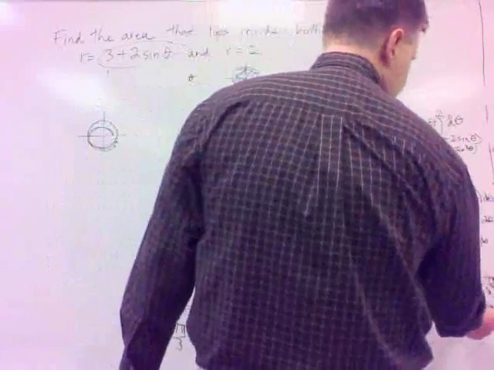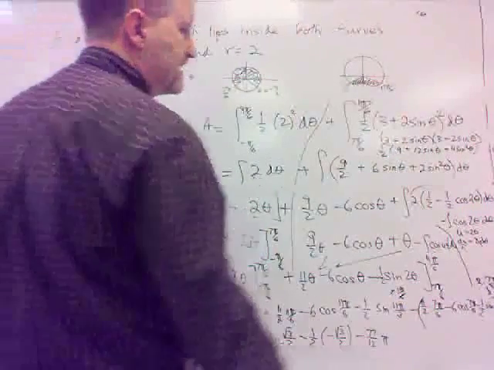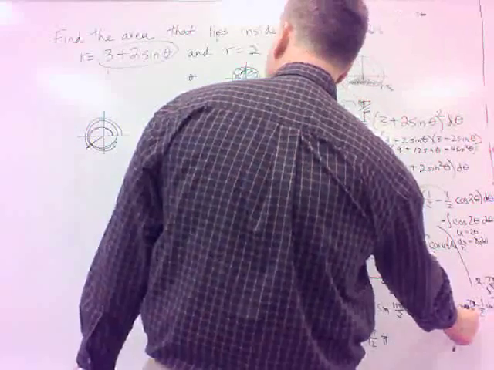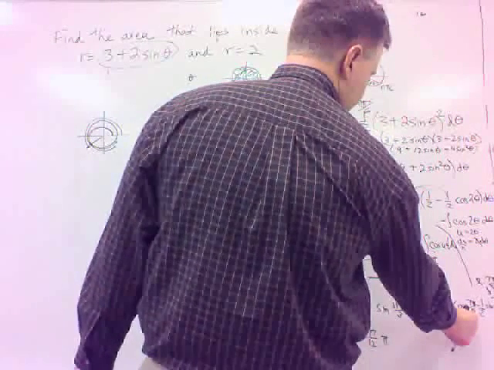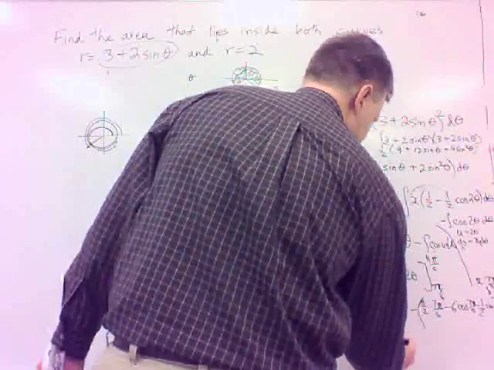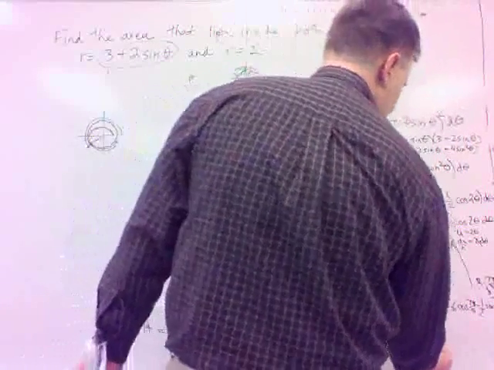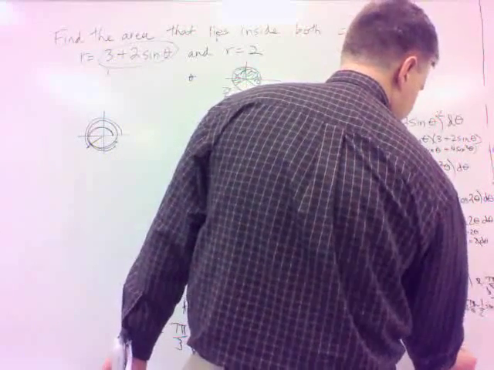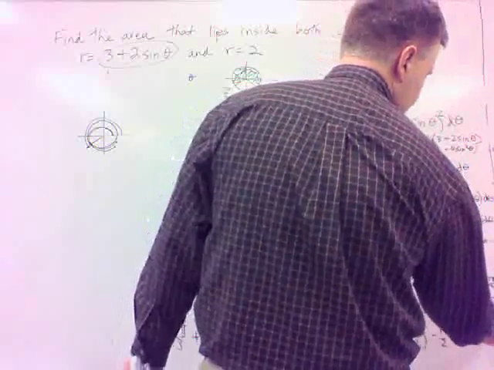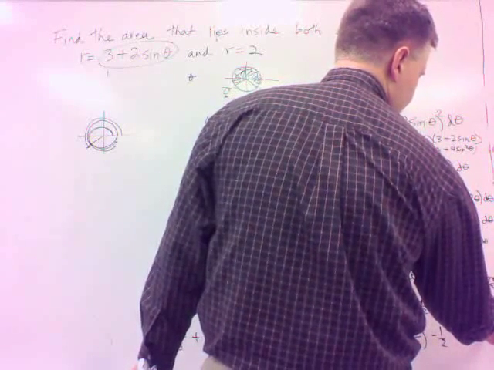7 pi over 6. Well, that is quadrant 3, I believe. 30 reference angle. Cosine is negative, and sine is negative, but so that's a half. Minus 6 times negative a half. And 7 pi over 3. So that's quadrant 1. Sine is positive there, and it's 60 reference angle.